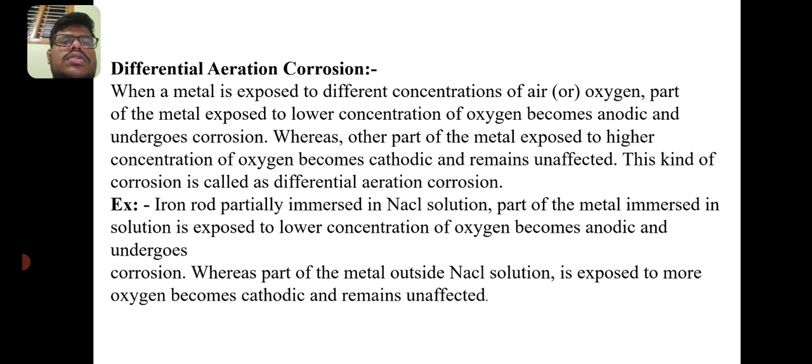Example: an iron rod partially immersed in a NaCl solution. The part of the metal immersed in the solution is exposed to a lower concentration of oxygen, becomes anodic and undergoes corrosion, whereas the part of the metal outside the NaCl solution is exposed to more oxygen, becomes cathodic and remains unaffected.